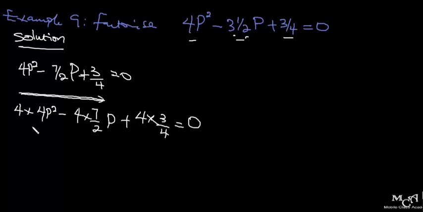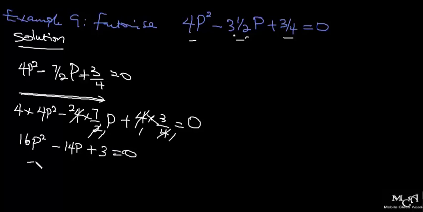4 times 4 is going to give us 16p squared. 2 goes here 1, 2 goes here 2. 2 times 7 is going to give us minus 14p plus what? 4 goes here 1, 4 goes here 1. So we are left with plus 3 equals 0. This is our quadratic equation. When you check the value of a, remember this is a, this is b, this is c, it's clear that it's greater than 1. Therefore, we are going to multiply 16 by 3.